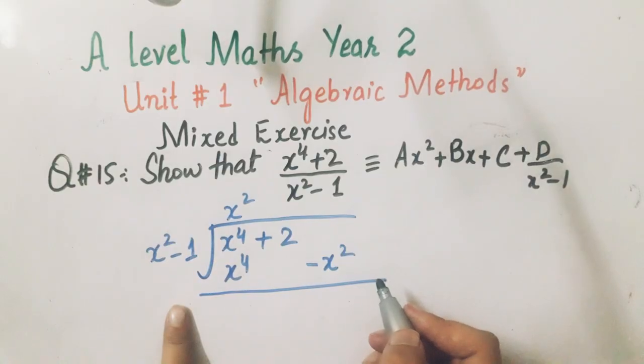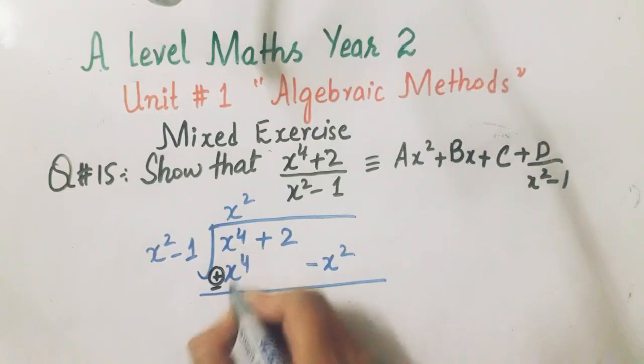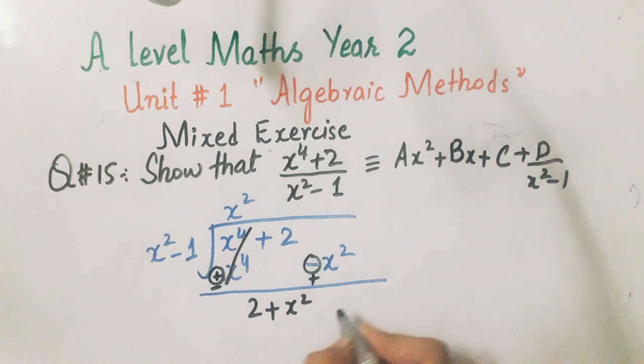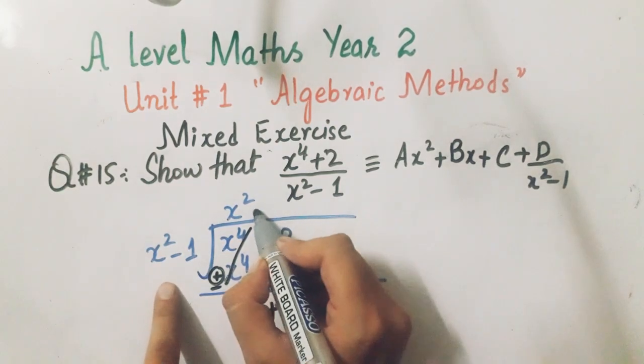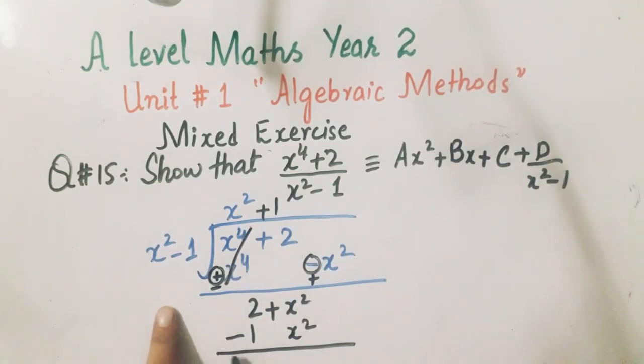So x to the power 4, minus x square. Now change the signs. x to the power 4 minus x to the power 4 cancel out, and this will be 2 plus x square. Then to make x square we will multiply this by 1. So we get x square minus 1. Now change the signs and you will get 3. So the remainder is 3. We will write the remainder here, 3. Now write this in improper form.